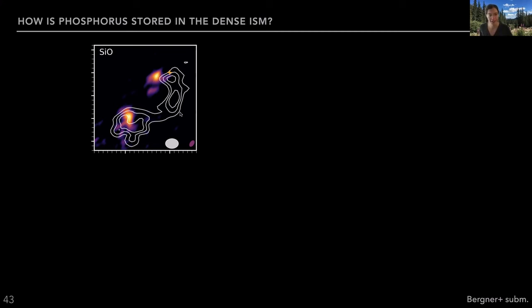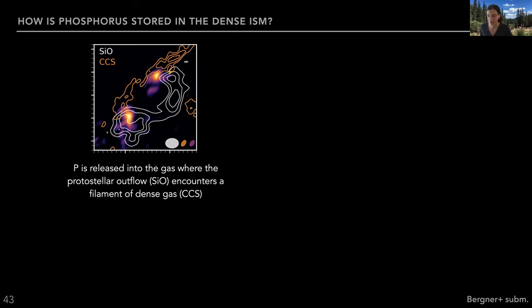So we looked around in our data for other molecular tracers, and we found that CCS is a dense gas tracer, and it traces this clumpy filamentary structure in the protostar. What's really interesting is that the two spots where we detect phosphorus molecule emission are actually the regions where the protostellar outflow seems to be interacting with this filamentary structure. So this is telling us for the first time that phosphorus is being released into the gas in regions where an outflow is encountering a clumpy filament of interstellar gas.